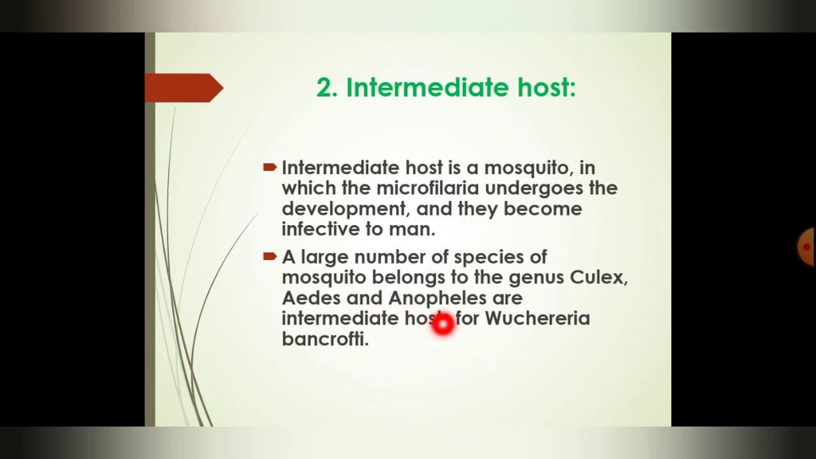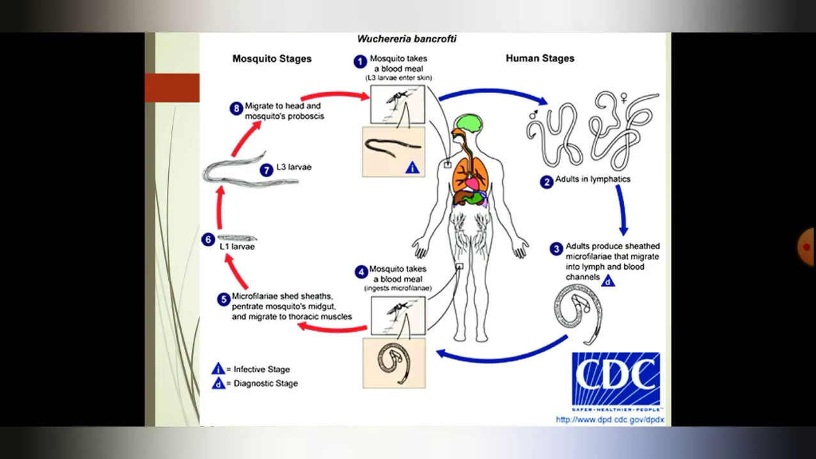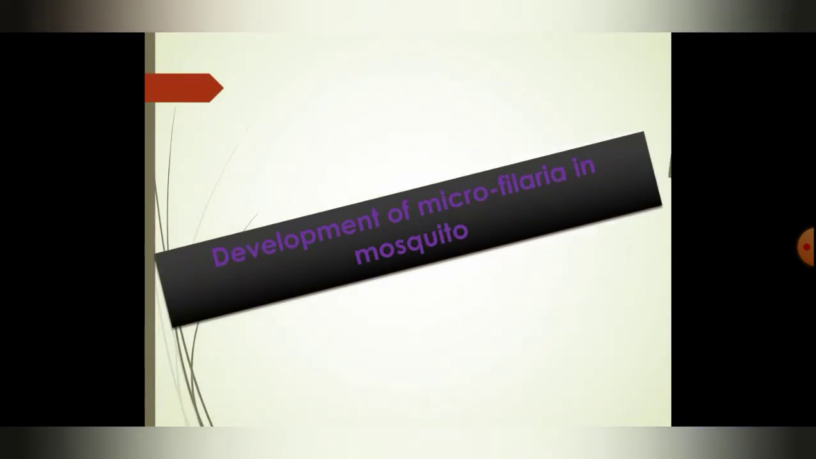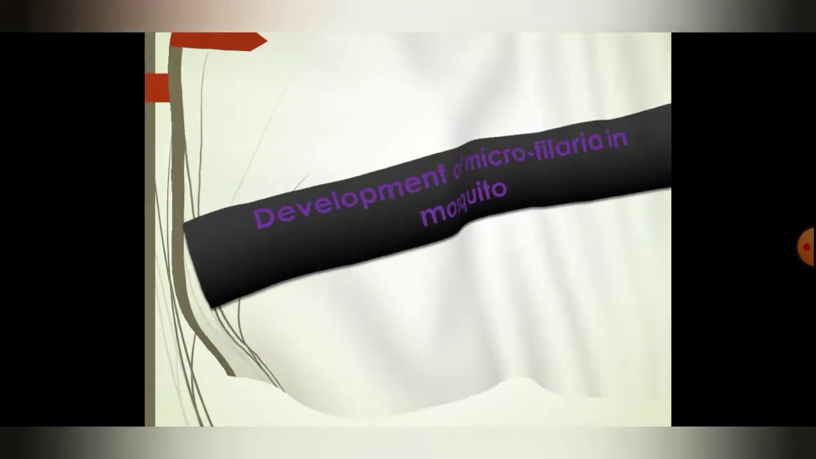Then a large number of species of mosquito belonging to the genus Culex, Aedes and Anopheles are the intermediate host of Wuchereria bancrofti. Not only Aedes, not only Anopheles, not only Culex. So all the three genus mosquitoes are the host for this particular disease. Then next, development of the microfilaria in mosquito. Why is this important? Because it is a particular infective stage which causes infection to the human.